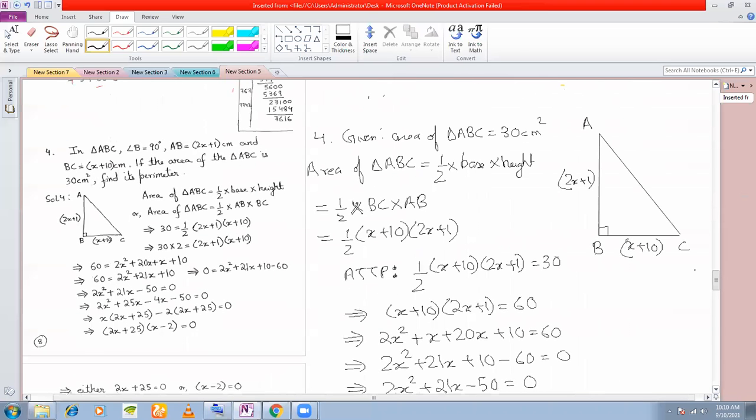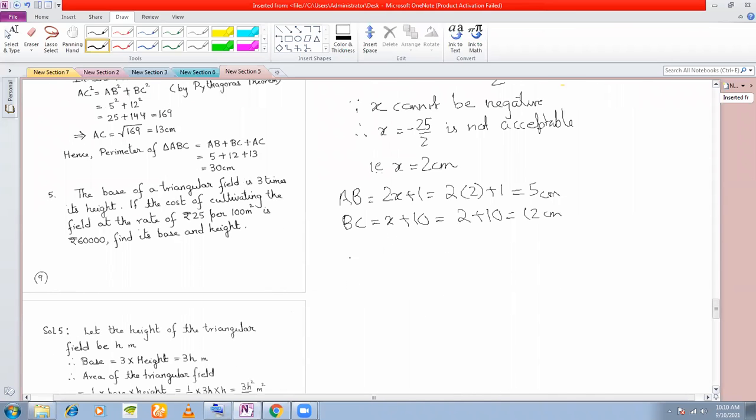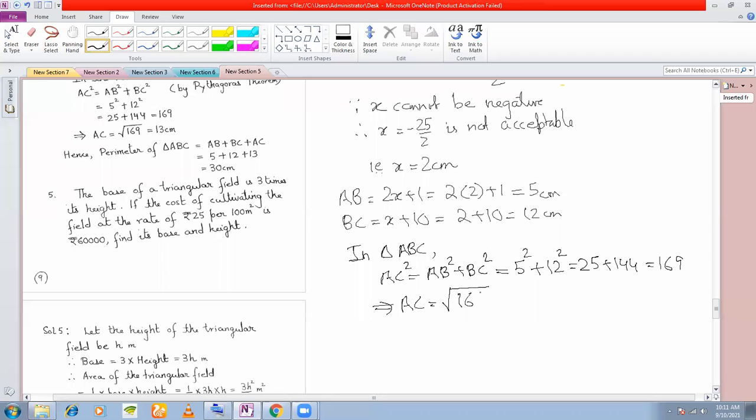Now this is a right angle triangle, so we can apply Pythagoras theorem to find out the hypotenuse here. So in triangle ABC, AC square is equal to AB square plus BC square. AB square is 5 square, BC square is 12 square. So it's 25 plus 144, which is 169. That means AC is the square root of 169, so AC is 13 centimeters.